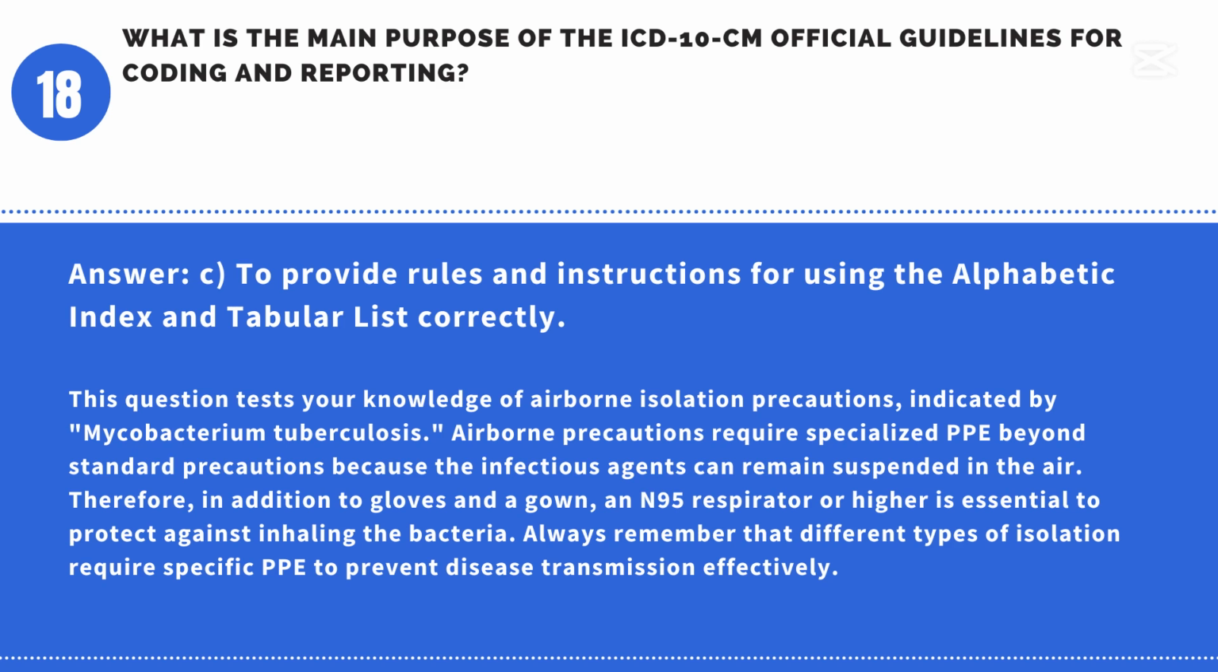Answer: C. To provide rules and instructions for using the alphabetic index and tabular list correctly. This question is about the foundational document for ICD-10-CM coding. The official guidelines are the authoritative source for applying the codes found in the alphabetic index and tabular list. They provide crucial instructions on sequencing, combination codes, notes, and chapter-specific guidelines, ensuring codes are applied consistently and correctly. Mastering the guidelines is essential for accurate coding. Think of them as the rulebook for using the code set.